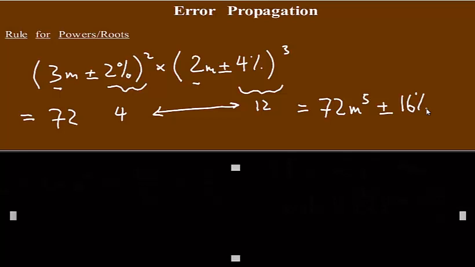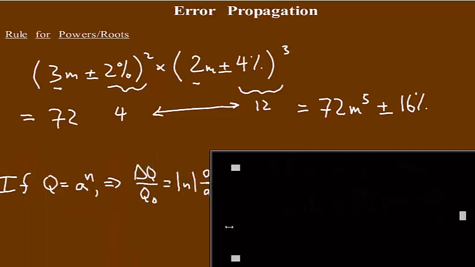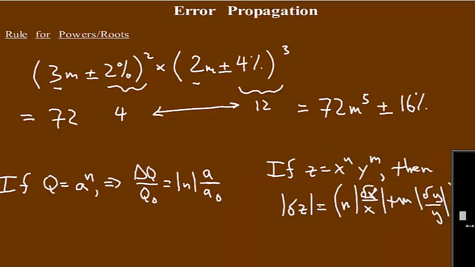Okay, so when you're doing powers, okay, you have to multiply the percent errors. And we do have a symbolic version for this as well, IB version and AP version. Okay. I'll also write out for you what if you had a square root instead of a square.